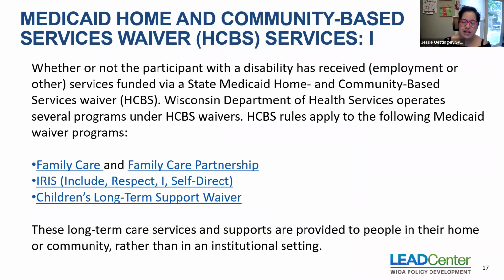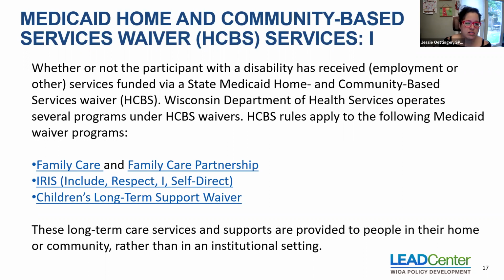All right, so this next slide asks whether the participant with a disability has received services funded by a state Medicaid home and community-based services waiver. So the Wisconsin Department of Health Services operates several programs under these HCBS waivers. And some things that you might want to look out for include the Family Care program, the Family Care Partnership. I think one thing that seemed to come up a lot, that maybe would be the most common scenario, is you'd hear about IRIS. That counts as the HCBS or the Children's Long-Term Support Waiver.